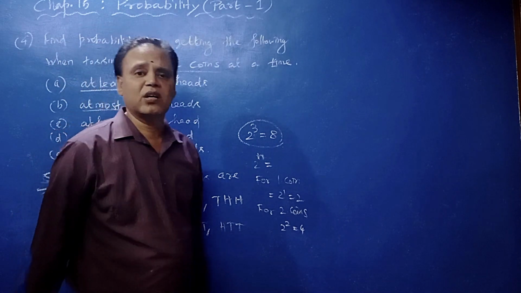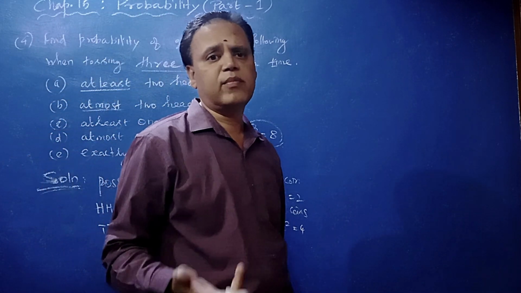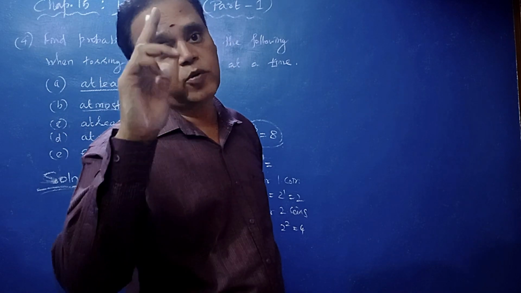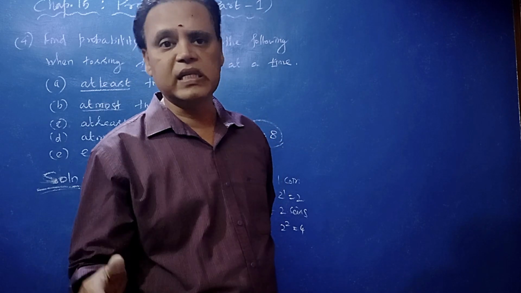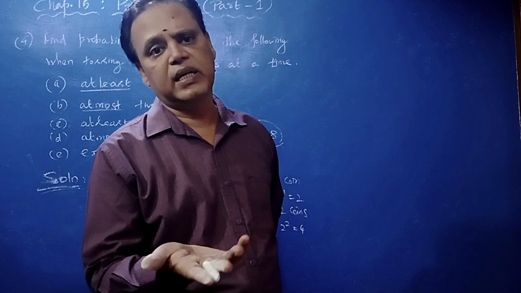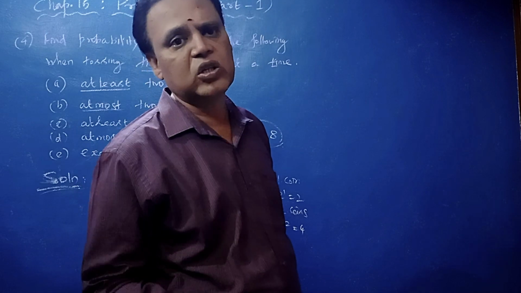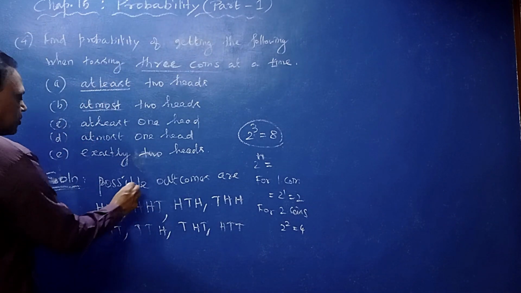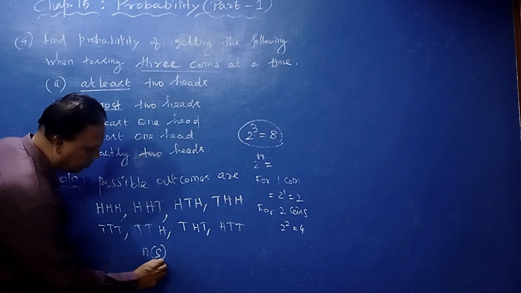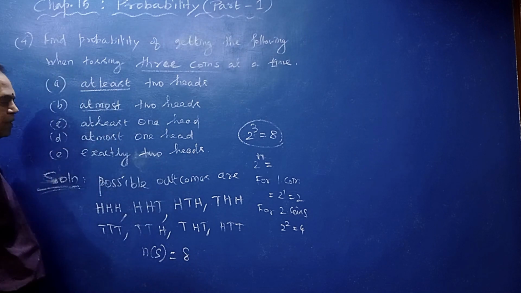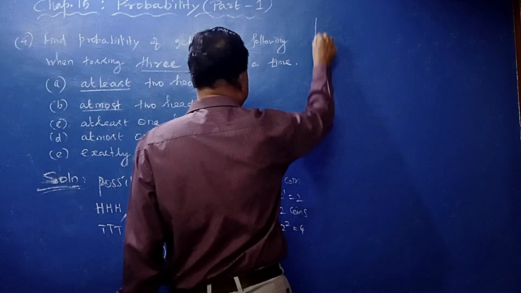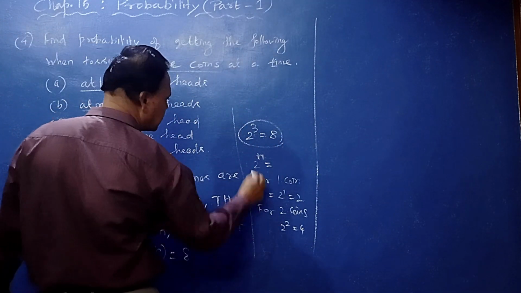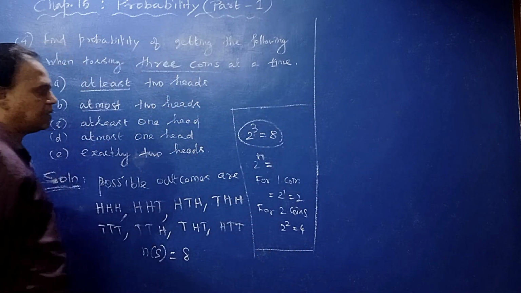Like that, dice also. For 1 die, possible outcomes what? 6. So 6 power n. 6 power 1 is 6. If you throw 2 dice at a time, that is 6 power 2, that is what? 36 possible outcomes. Number of possible outcomes is n of S. Here number of possible outcomes is 8. This one is for understanding purpose.